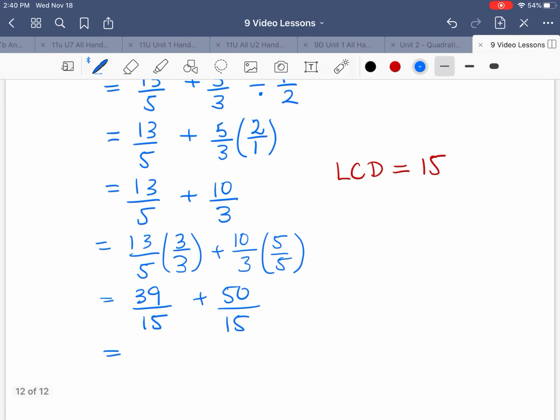We are going to add those two together, and we end up with 89/15 as an improper fraction, or you can change it into a mixed fraction and get 5 14/15.